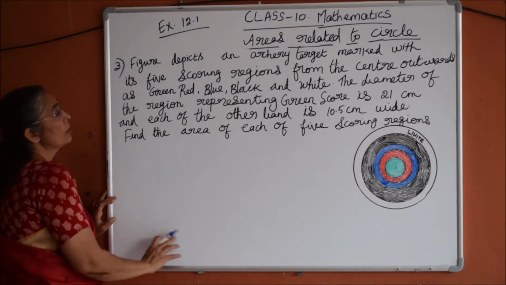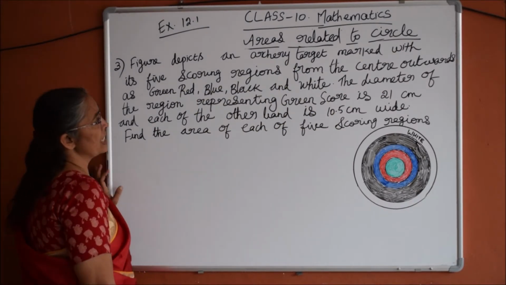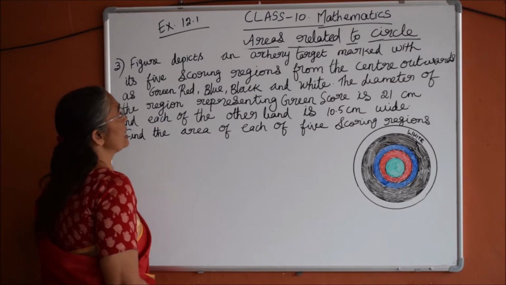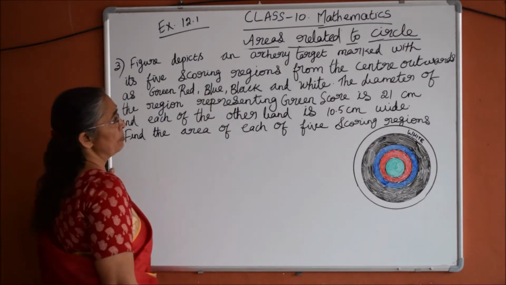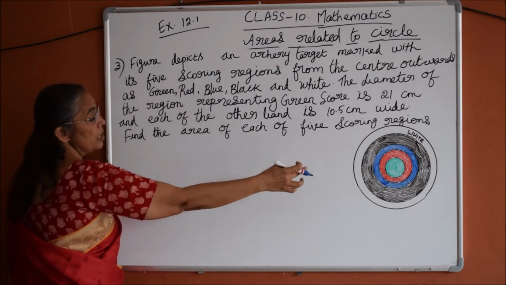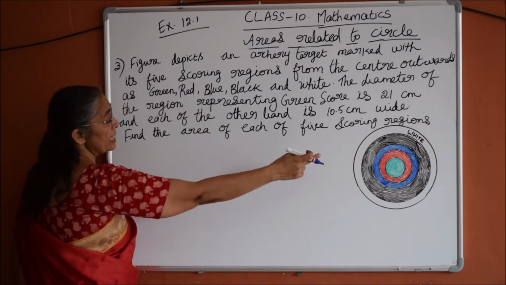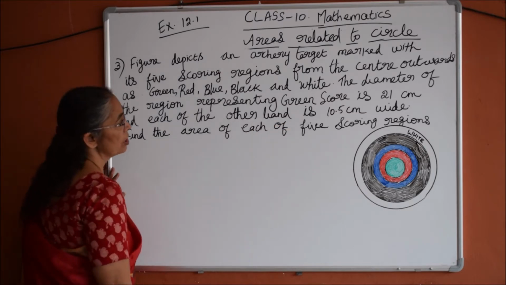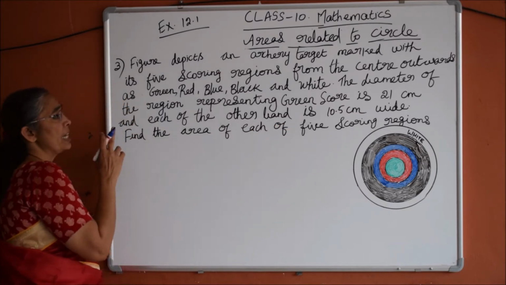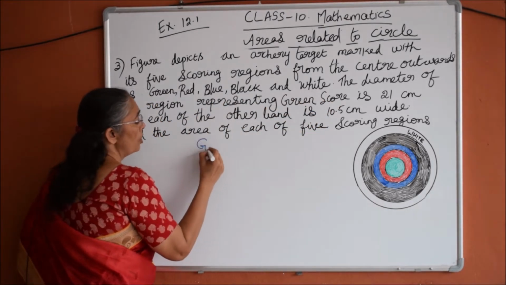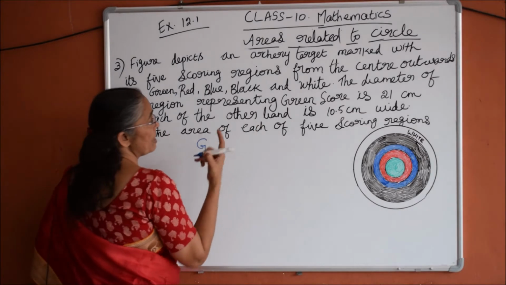Third problem. The given figure depicts an archery target marked with its 5 scoring regions from the center outwards as green. So, the center is green, next red, blue, black and white. The diameter of the region representing the green score is given as 21 centimeters.